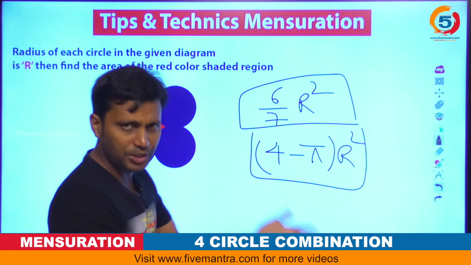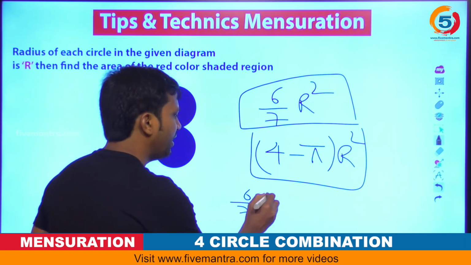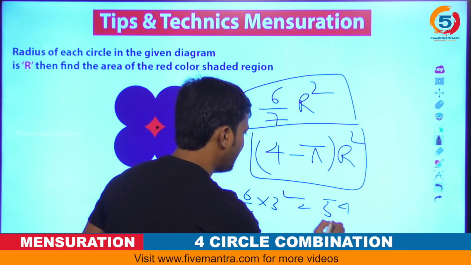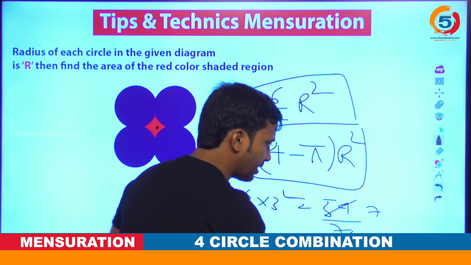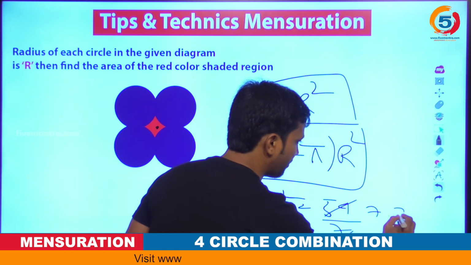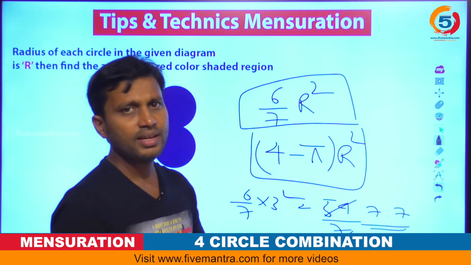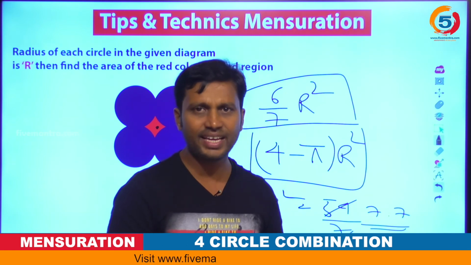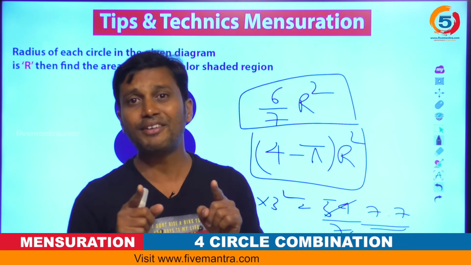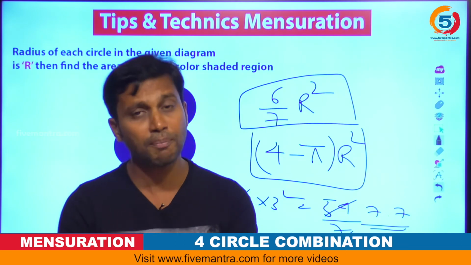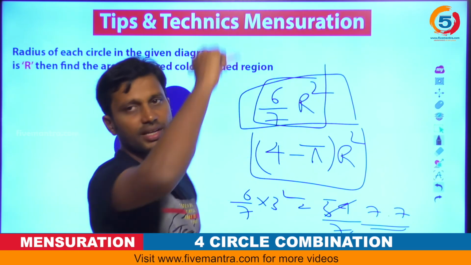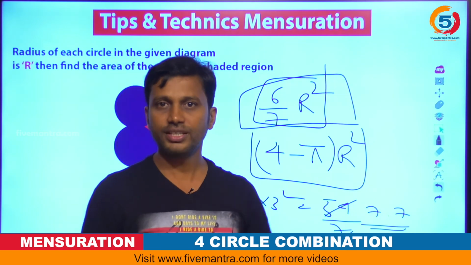Now what can we do? Simply 6/7 into 3 square. 9 times 6 is 54. So 54 by 7, which is 7 times 7 is 49, remainder 5, so about 7.7 square centimeters will be the area. And did you notice, we haven't gone through the whole process, we just got the answer by using 6/7 r squared. I think you got this.